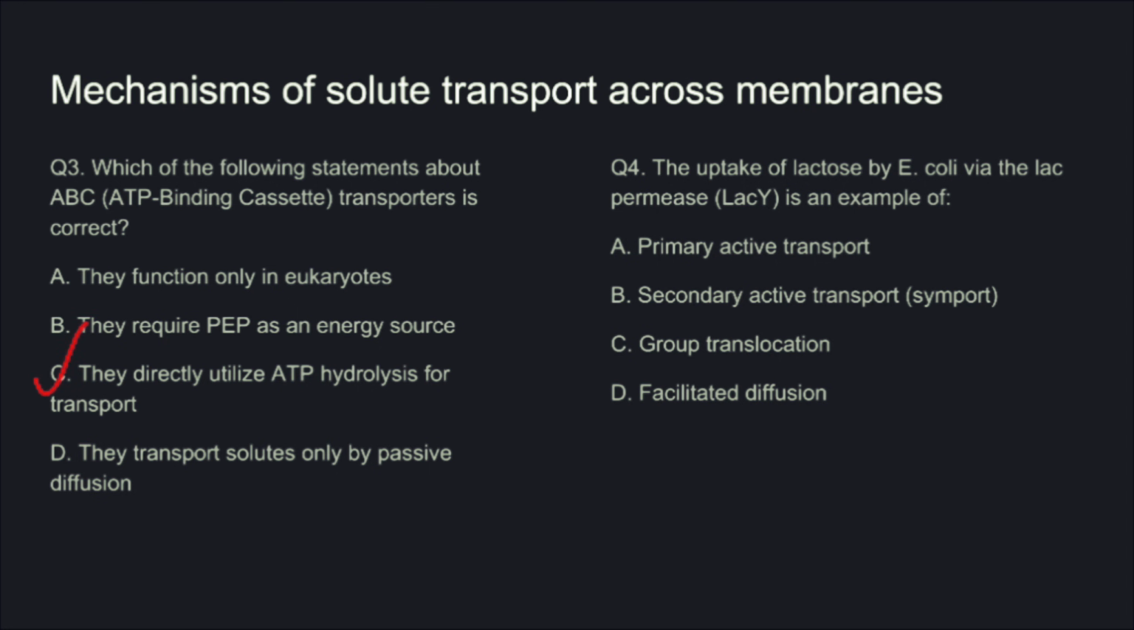Question 4. The uptake of lactose by E. coli via the lac permease, that is lac-Y, is an example of. Options are A, primary transport, B, secondary active transport, C, group translocation, D, facilitated diffusion. Correct answer for this question is option B, secondary active transport, that's your symport.